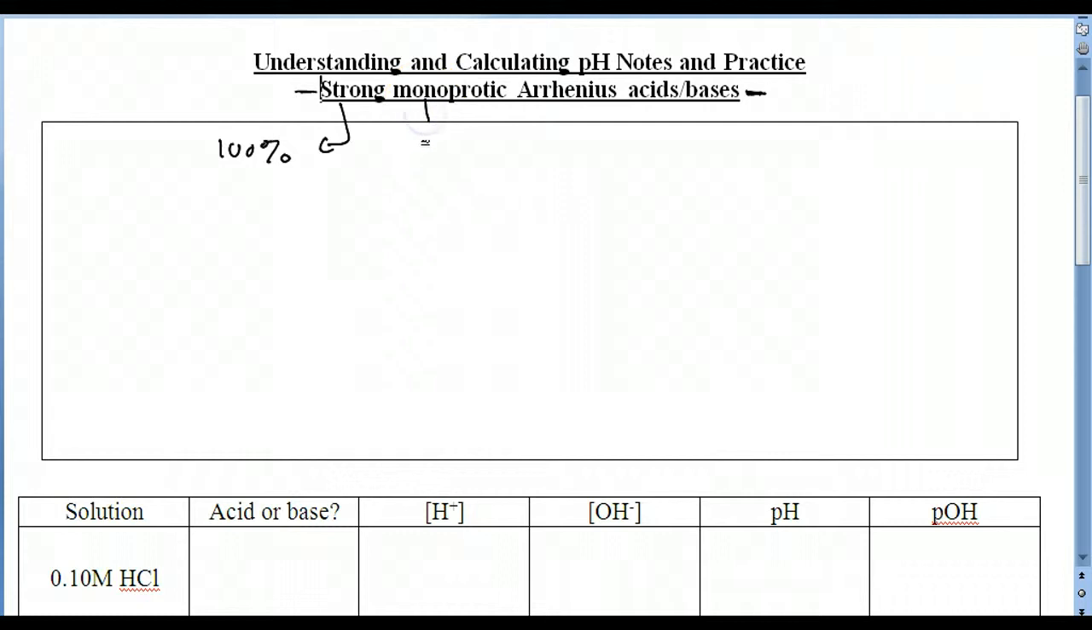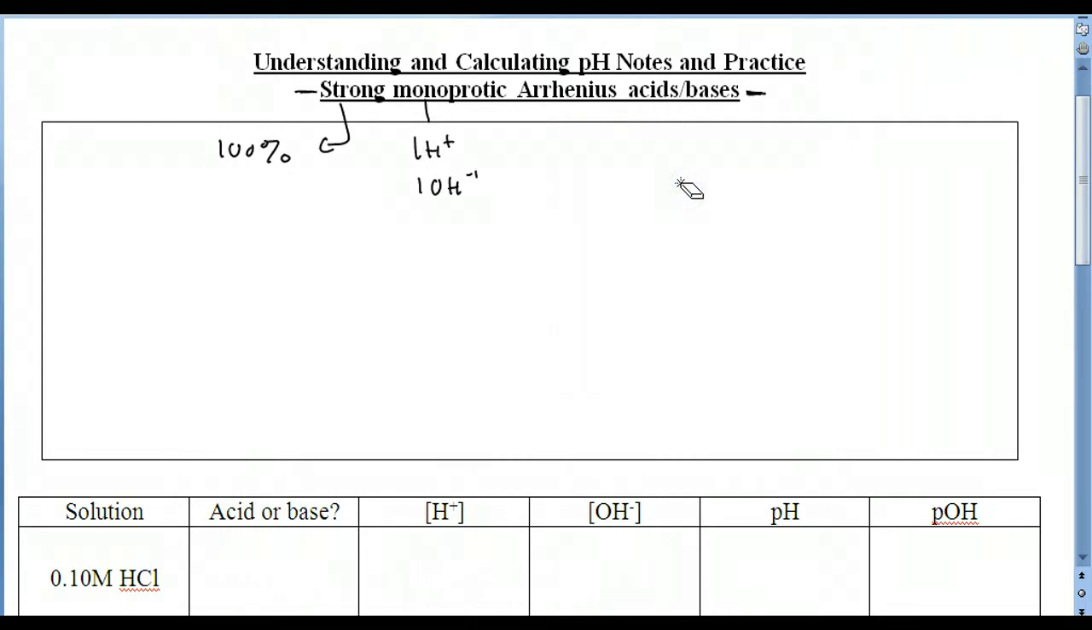Monoprotic means there's only going to be one H plus or one hydroxide, as opposed to something like H2SO4, where there would be two acidic hydrogens, or barium hydroxide, where there would be two hydroxides. So monoprotic means just one of them. Protic, referring to protons, also means hydroxide ions in this context. There's only going to be one of those as opposed to two or three or more.